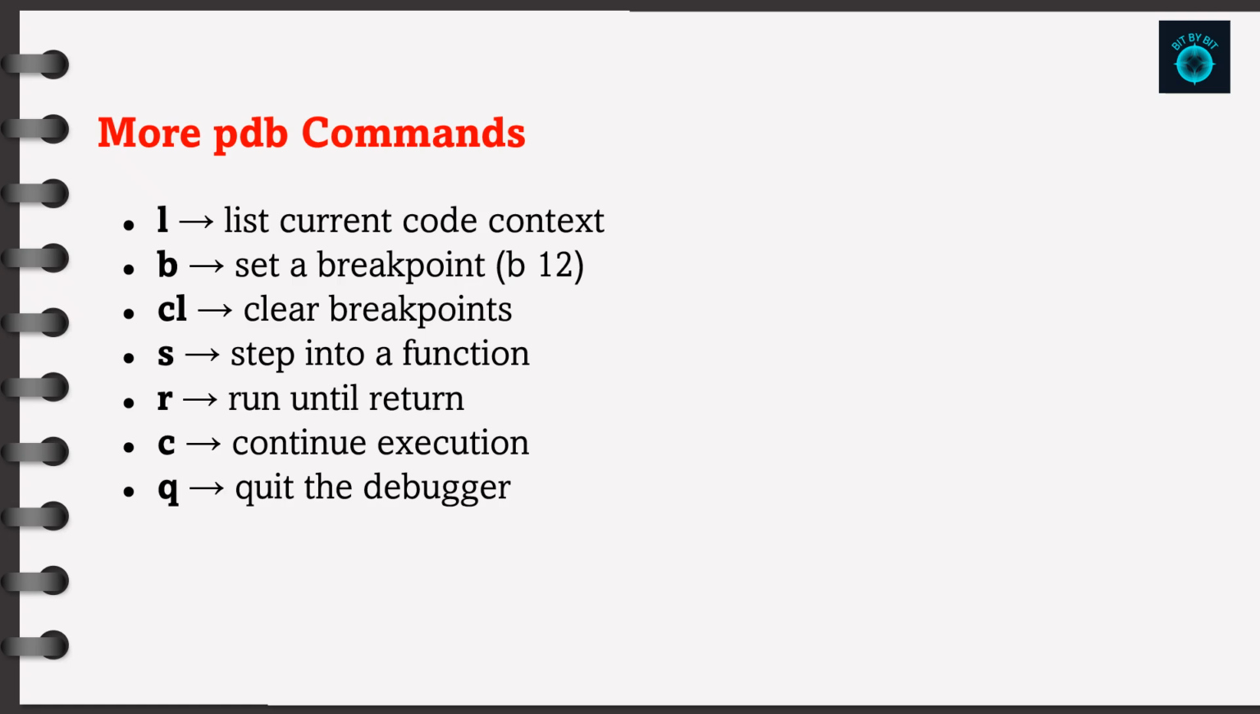Now, s stands for step into. It lets you go inside a function call line by line. Very useful if you want to see what happens inside another function. r means return. It tells the debugger to continue running until the current function returns, and then pause again. c, short for continue, resumes the program and only stops if it hits another breakpoint. And finally, q is for quit. It exits the debugger and stops the program immediately. These commands give you full control to pause, inspect, and step through your code, which makes tracking down bugs much easier.